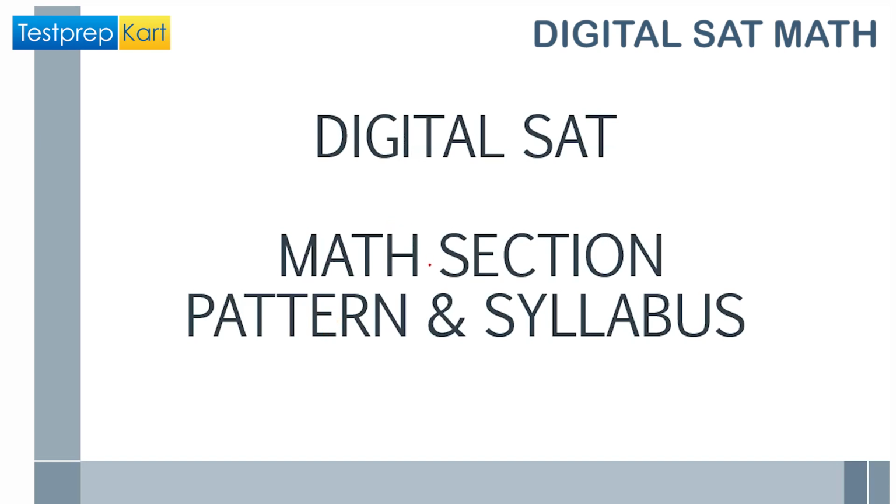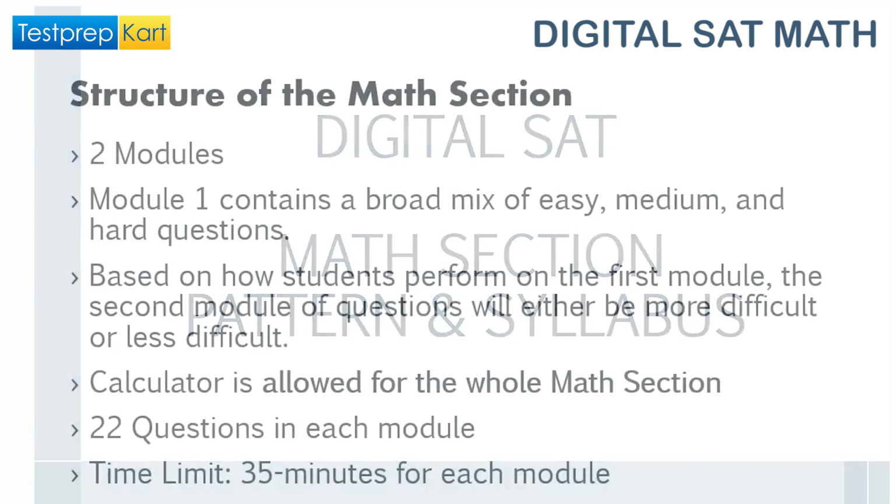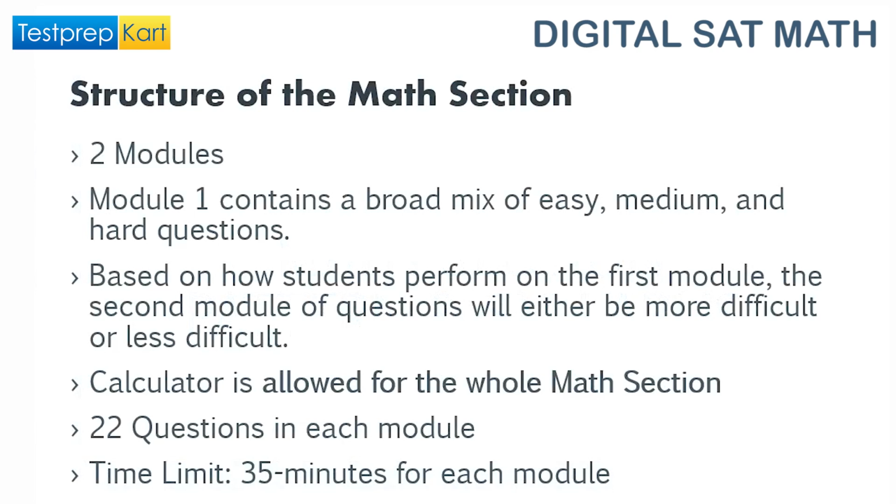Today we're going to talk about the digital SAT, and specifically we're going to focus on the math section, in which we're going to talk about the pattern and the syllabus. So first of all, the structure of the math section. As you know, from next year we're going to have the digital SAT, so definitely the whole pattern has changed now. But as you can see, they have still kept two modules. Earlier also there were two subsections in the math section, right? So here also we're getting the same thing.